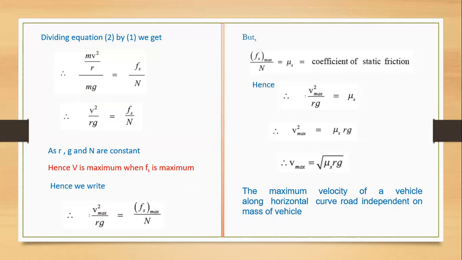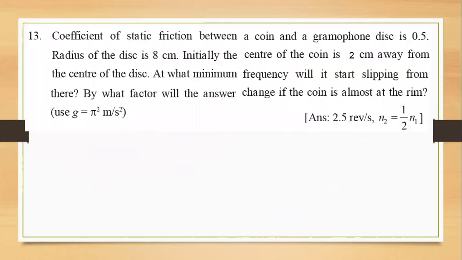Now after this, a second application we have to see. But before the second application, one problem based on this article we have to go through. Then we have to start the second application. Now pay attention. See problem number 13 from the exercise of your textbook. The coefficient of static friction between a coin and a gramophone disc is 0.5. Means the coefficient of static friction is given, mu s is 0.5.